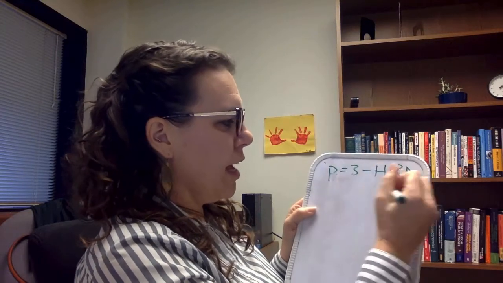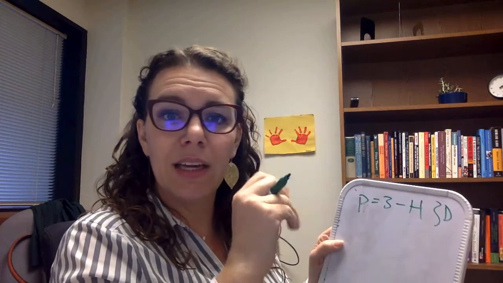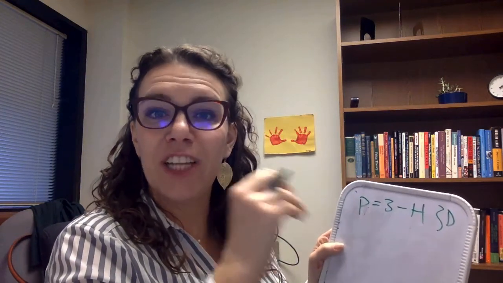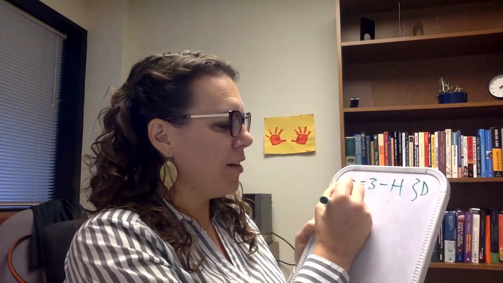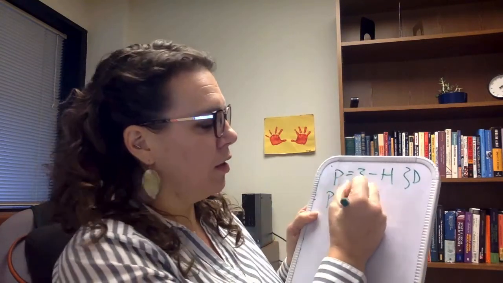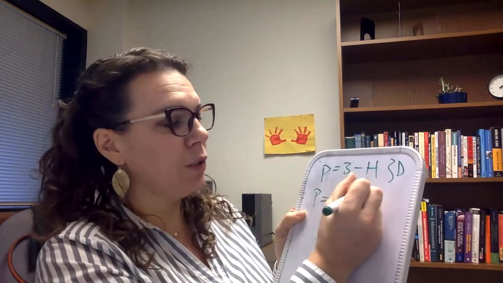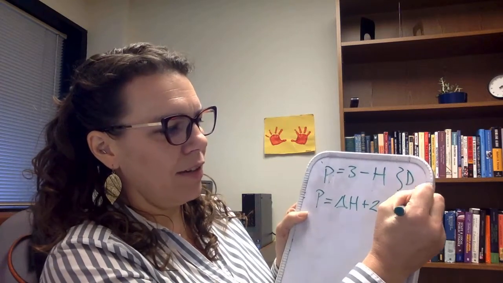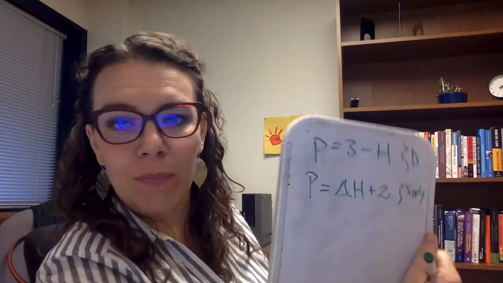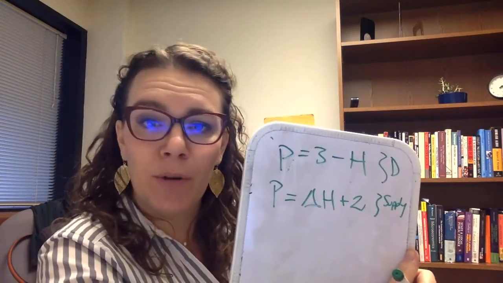Then we're given a supply curve. Remember, in the stock and flow model, the supply is a function of price, so changes in the price signal a change in the supply of housing. Our supply is given by P equals change in housing plus 2. So that's our supply function from the problem.